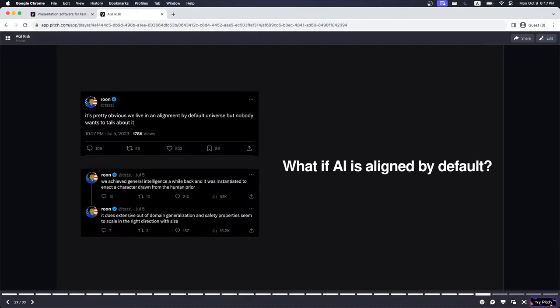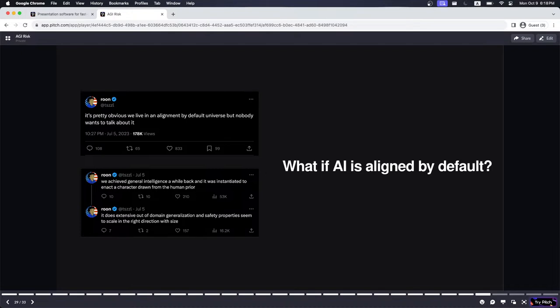We achieved general intelligence a while back, and it was instantiated to enact a character drawn from the human prior. It does extensive out-of-domain generalization, and safety properties seem to scale in the right direction with size." So there's a possibility that AI could essentially do what we want to do by default, as we've seen with GPT-4 so far. Occasionally, it'll generate stuff that people don't want, but on the whole, it's helpful and honest and harmless. And there's a good chance that AI could scale and maintain that helpfulness and honesty and harmlessness.